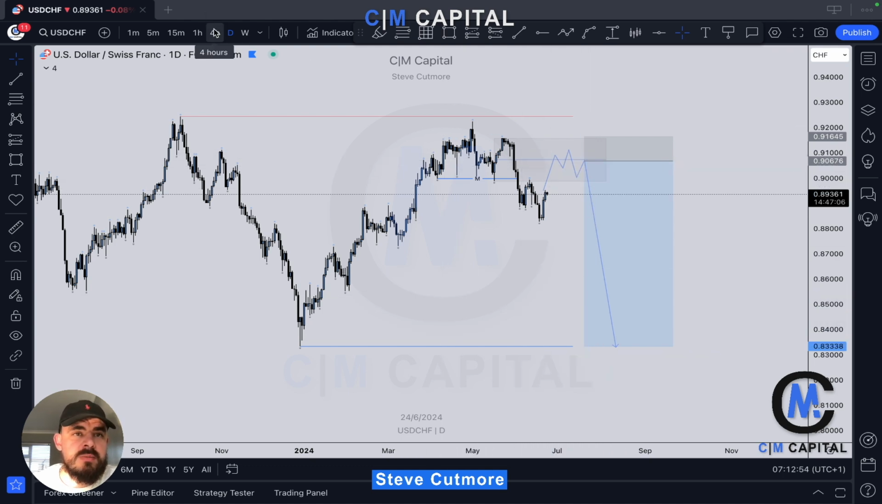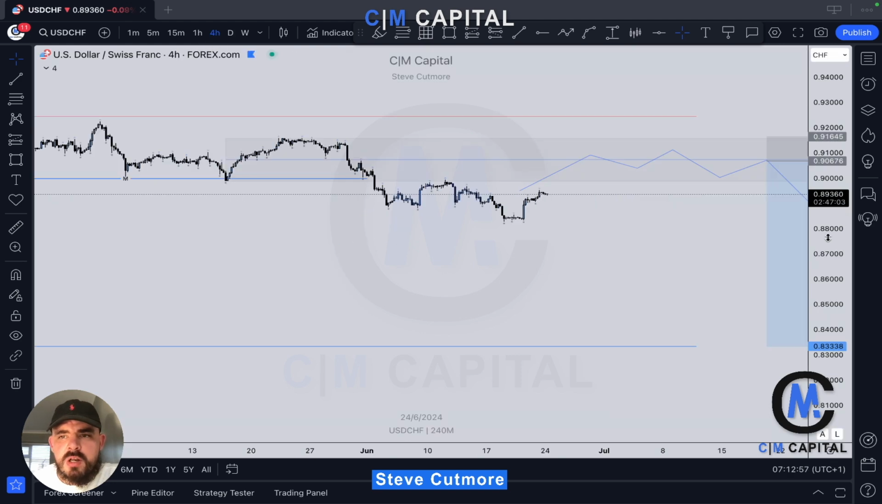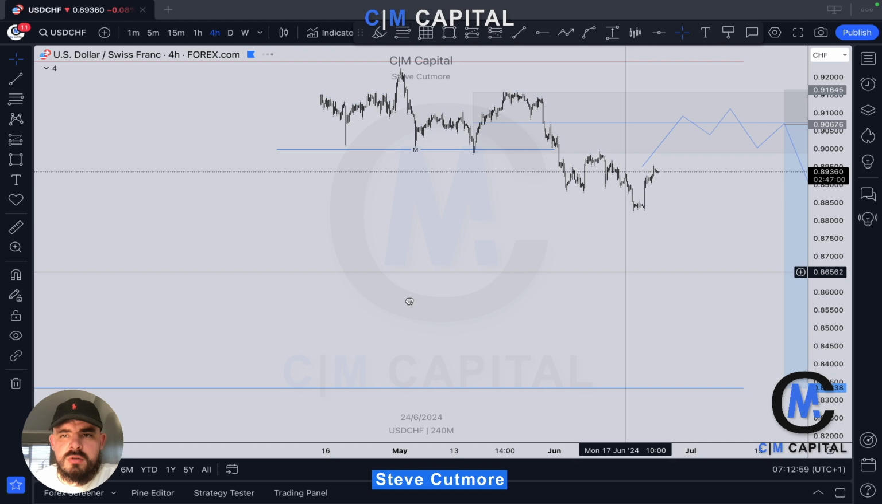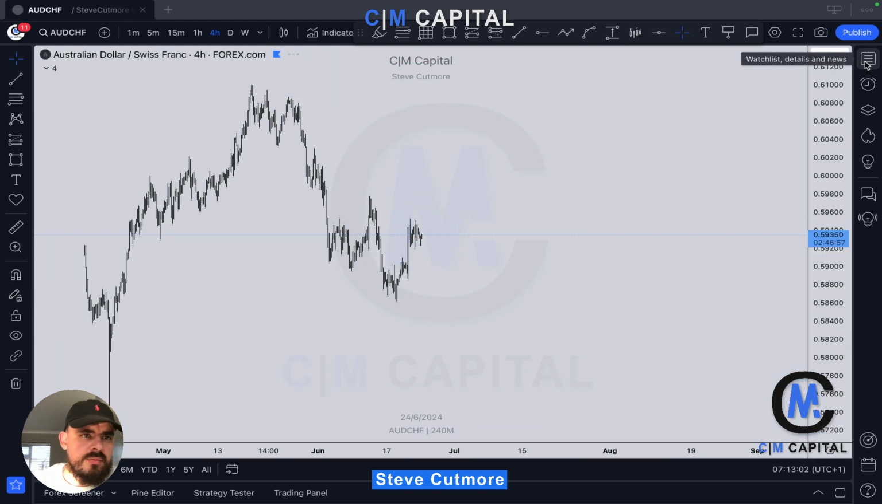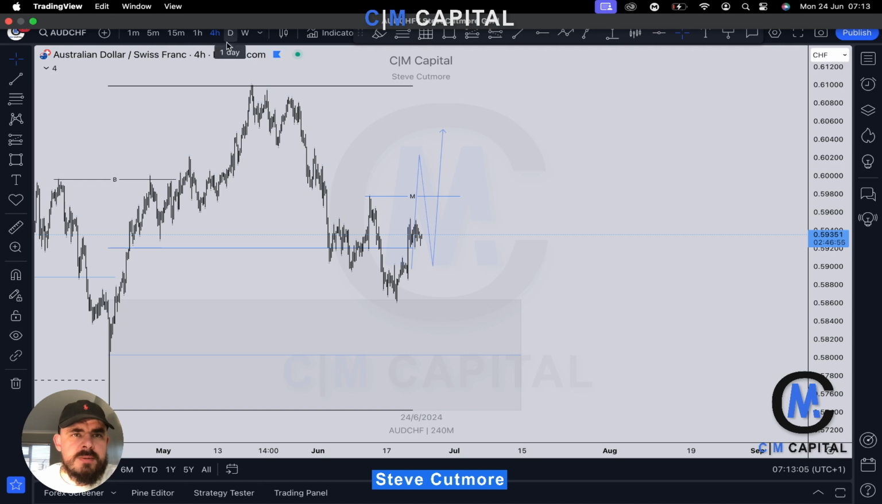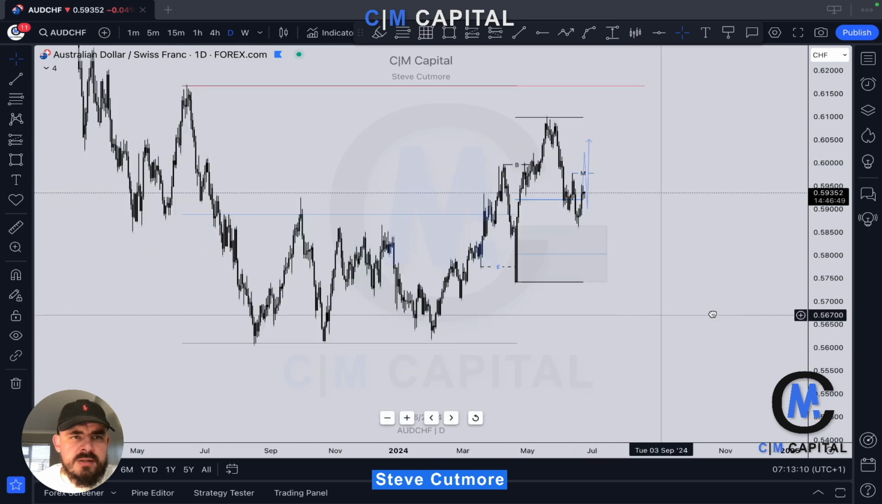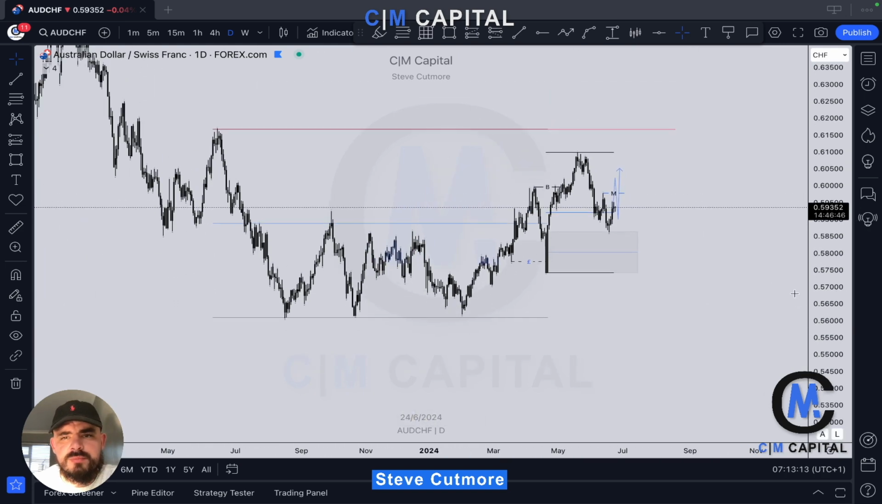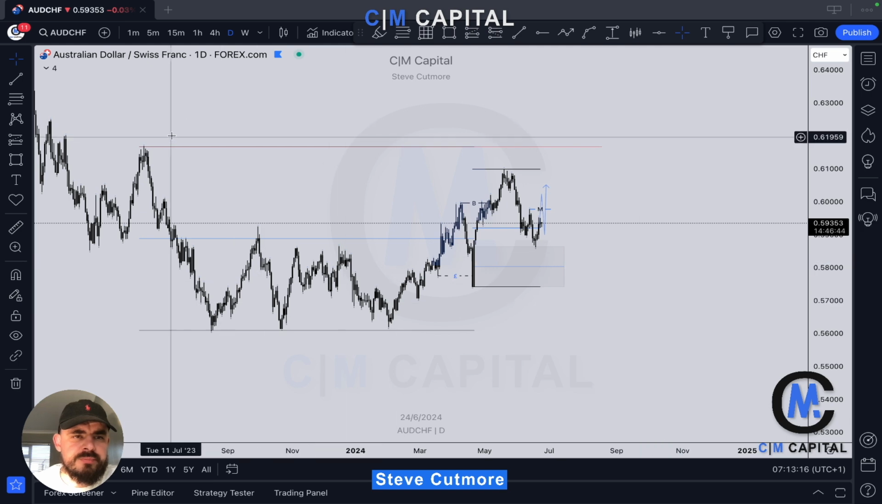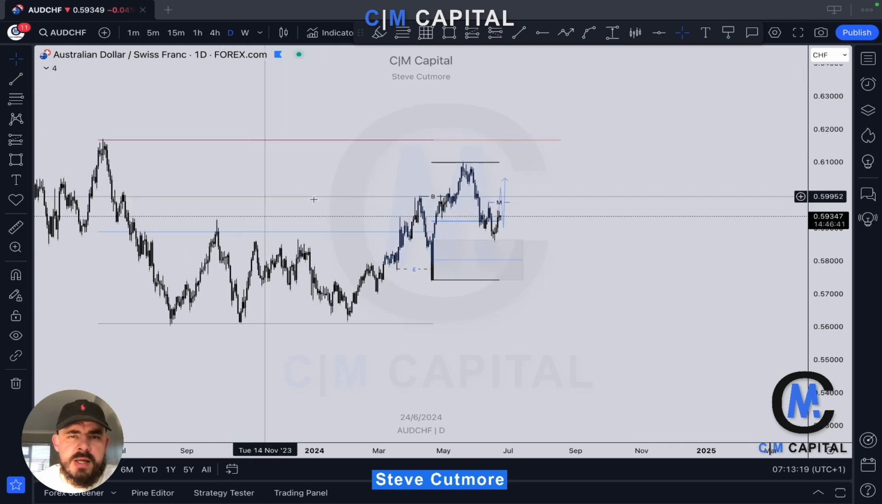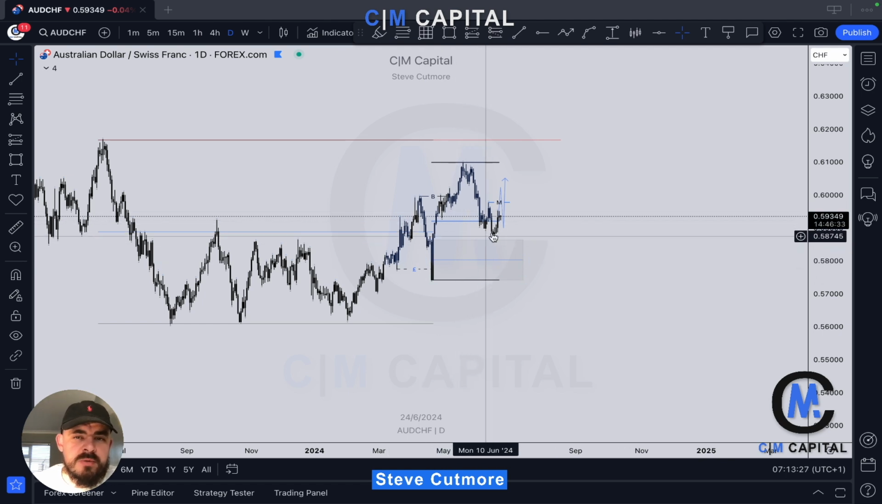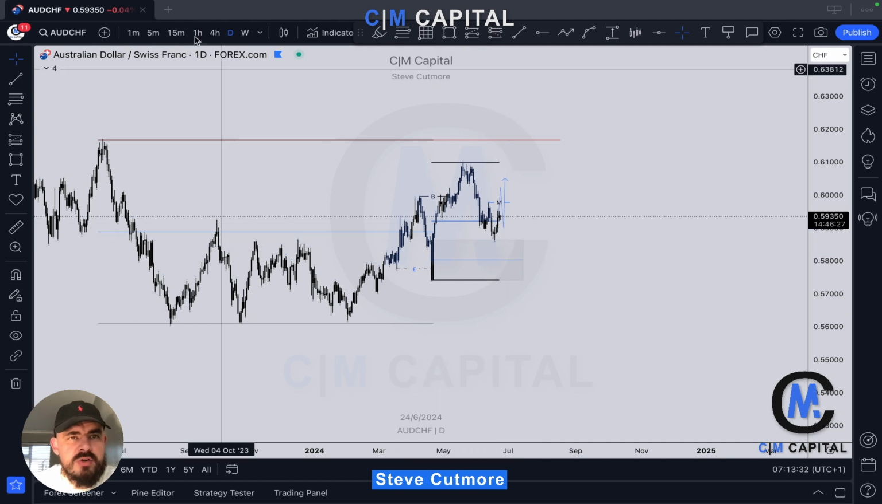This is going to be one of my pairs I'm watching closely because there's a big potential win rate on this one. Dropping into Aussie Swiss franc. Start off on the daily again. Overall bearish, but at the minute internally we are pushing upside. We have had a break of structure to the upside. We have come into the lower levels of the Fibonacci, below the 50%. We have tagged the demand zone, but I could see some lower levels.